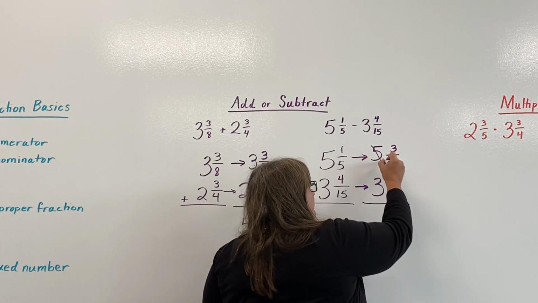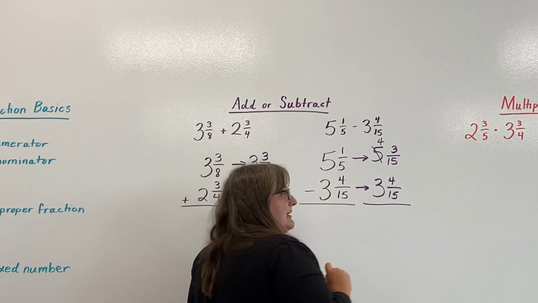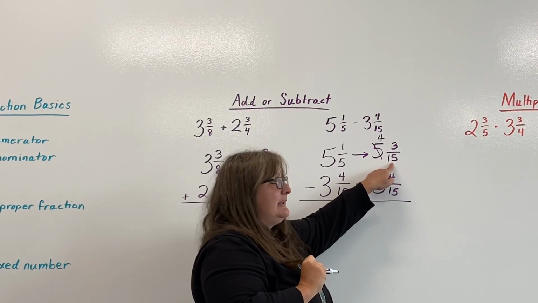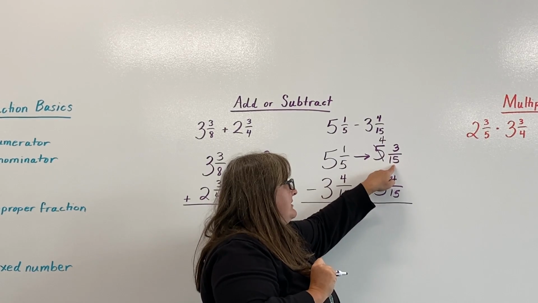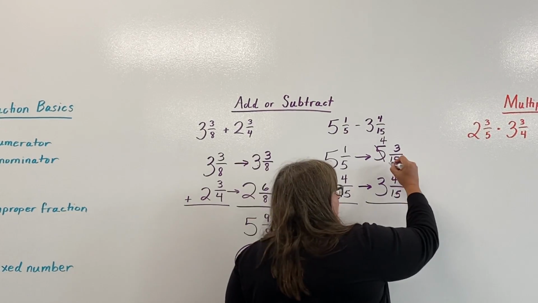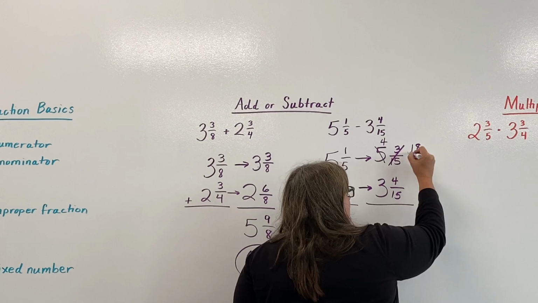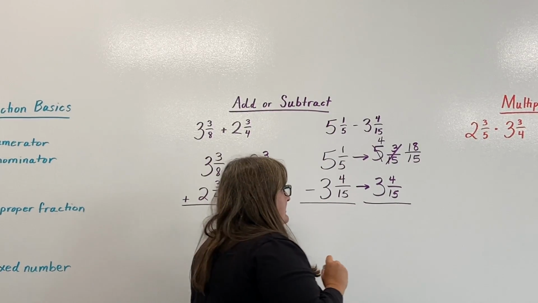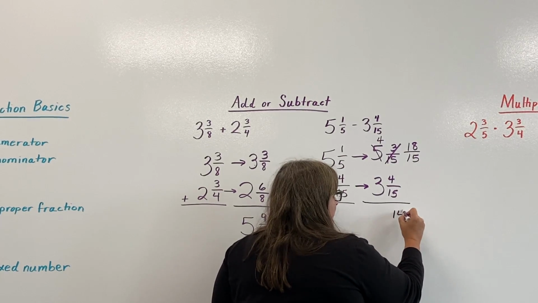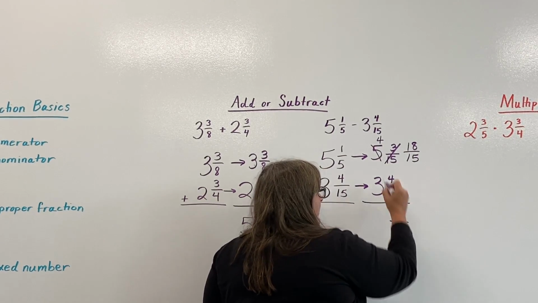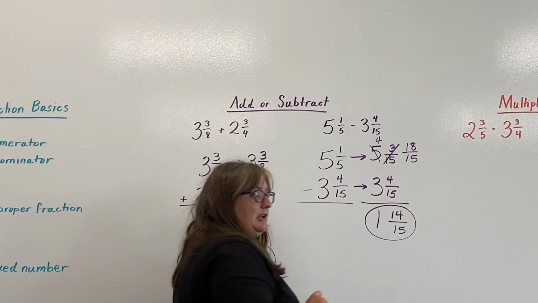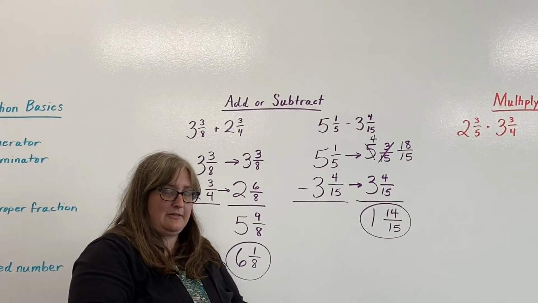So I'm borrowing from the 5. Since I'm borrowing one whole, and a whole is made up of 15 pieces, I'm going to have to add 15 plus the 3 pieces I already have, and this will become 18/15. Now this I can subtract. 18 minus 4 leaves me with 14/15, and 4 minus 3 gives me 1. So my answer is 1 and 14/15.